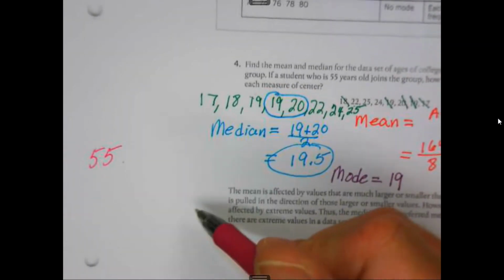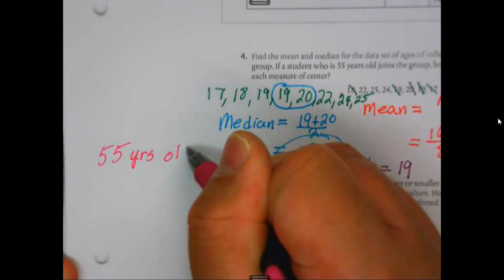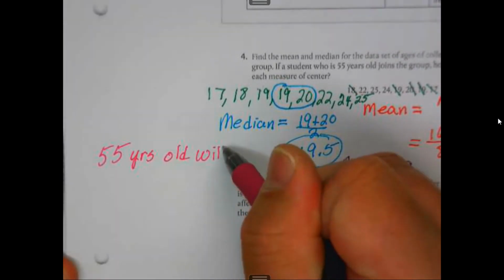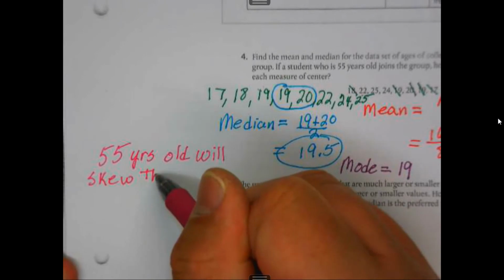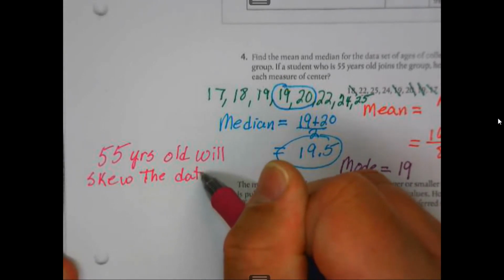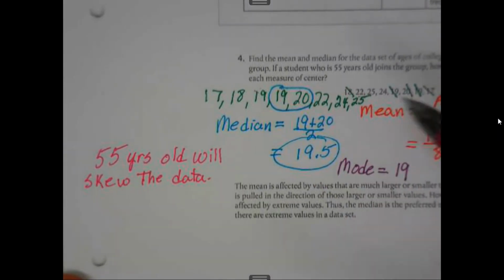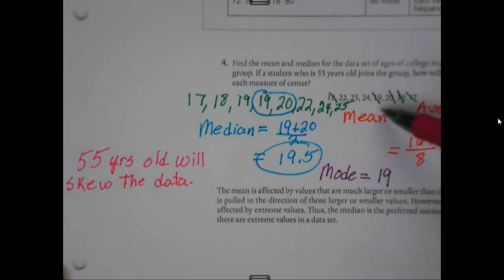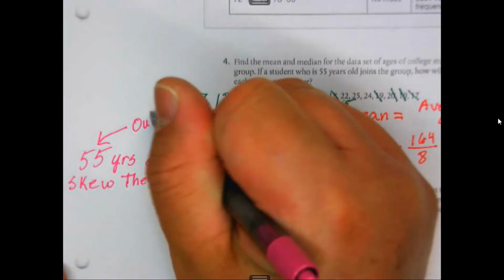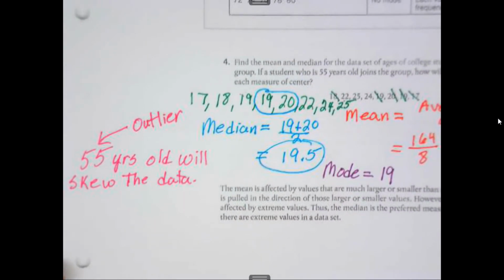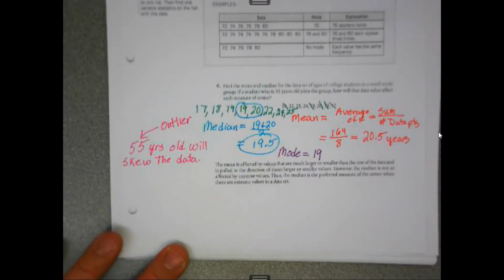is going to what we call skew. 55 years old will skew the data tremendously. Okay. What I mean by skew is it's going to really make this mean go far out there. So this is actually what we call an outlier because it's so far from any of the other values. Okay. So that's how it will affect it.